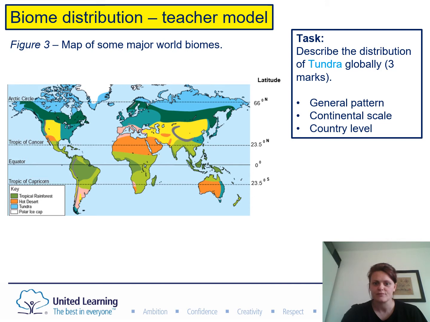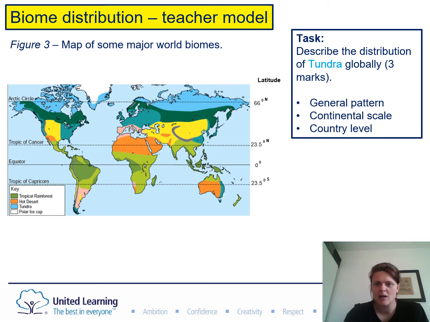Okay, so this map here is a map of the world, and it shows us where our different biomes are located across the planet. Now if we have a look here, in the key on the map, it says that there are 1, 2, 3, 4 main biomes on our planet. And they've got here, the green is tropical rainforest, the orange is hot deserts, the light blue there is a tundra, and then the white is where the polar ice caps are, up in the North Pole. You can see it there.